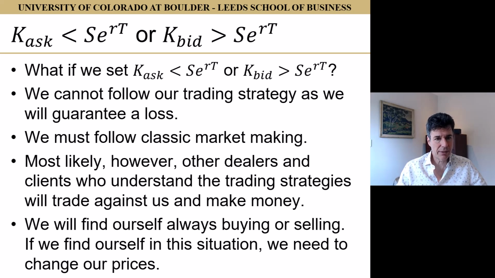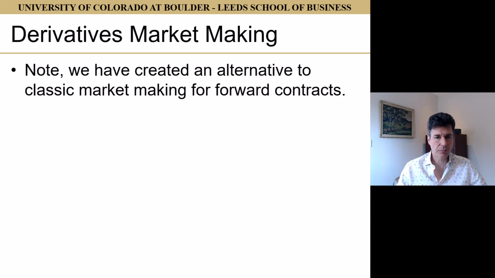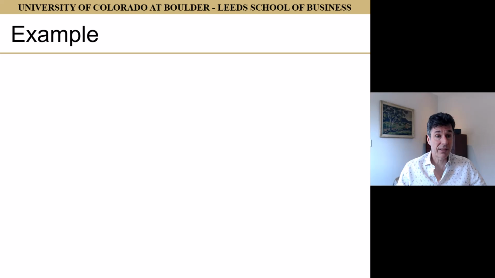Now, the thing to recognize is we have created a new way of making markets. This is an alternative to the classic market making strategy for forward contracts. Instead of selling at the bid, buying at the ask, we can go long or short the forward contract and follow this strategy. I would call it a hedging strategy or trading strategy, and we're going to make money as long as we can execute the trades fast enough. So we do the forward contract, and then we follow, call it, the recipe that tells us what to do.